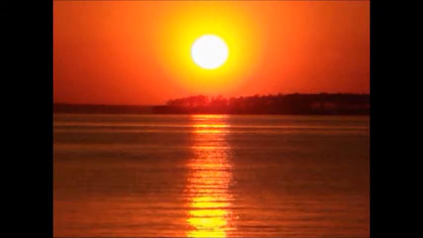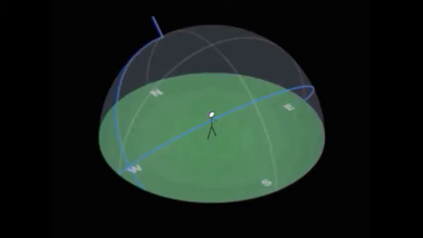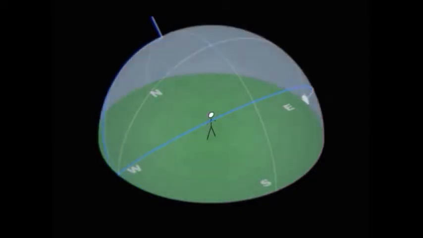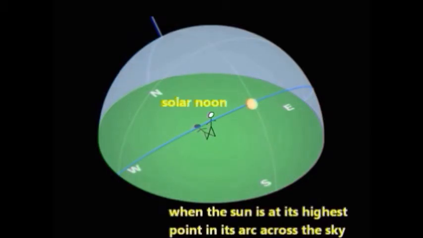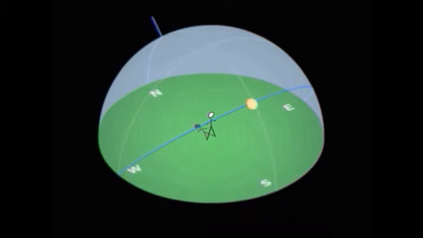In order to understand the apparent motion of celestial objects like the sun, it helps to envision the sky as a dome with a person standing right in the middle. Now, the basic apparent motion of the sun is that it rises in the eastern side, it climbs up, up, up, up in the sky until it gets to its highest point, which we call noon, or sometimes solar noon, and then it starts to descend down the other side of the arc until it sets on the western side.